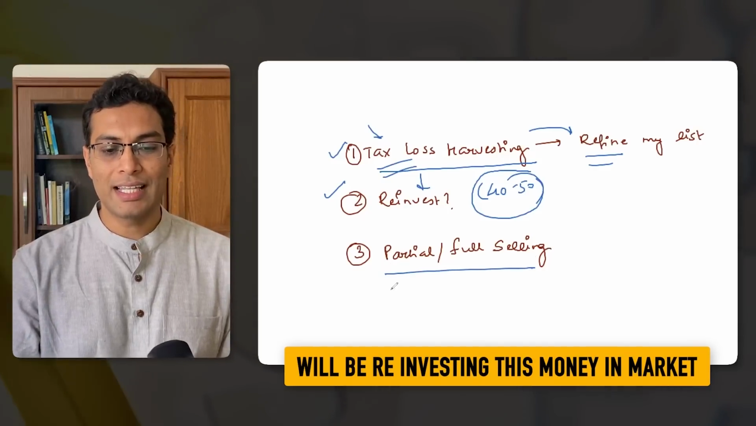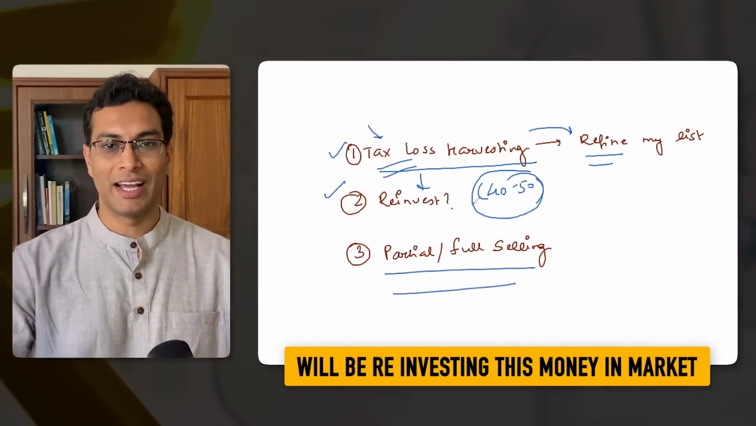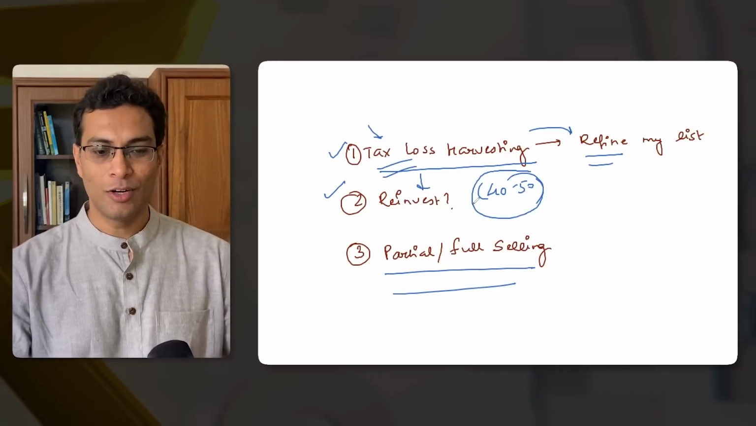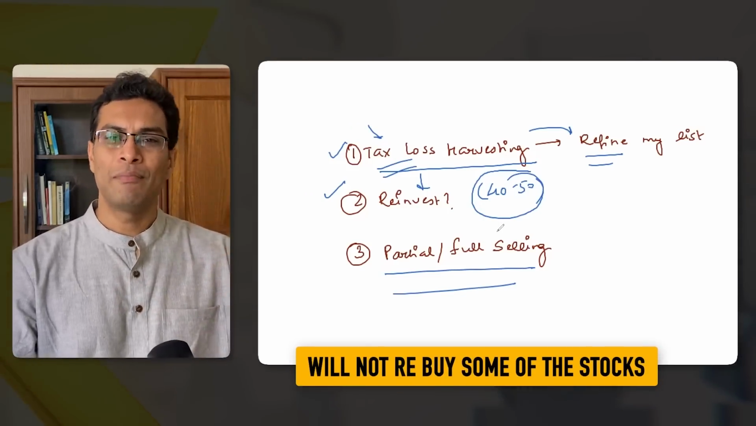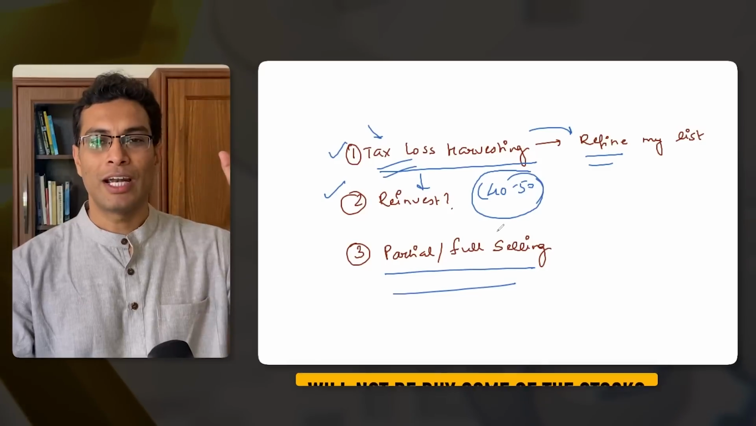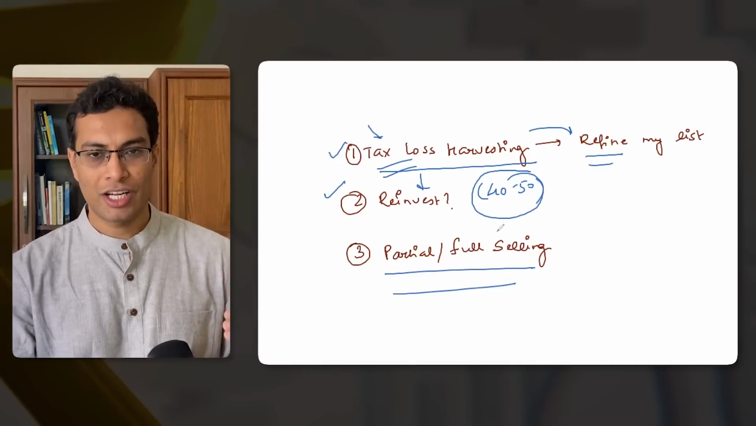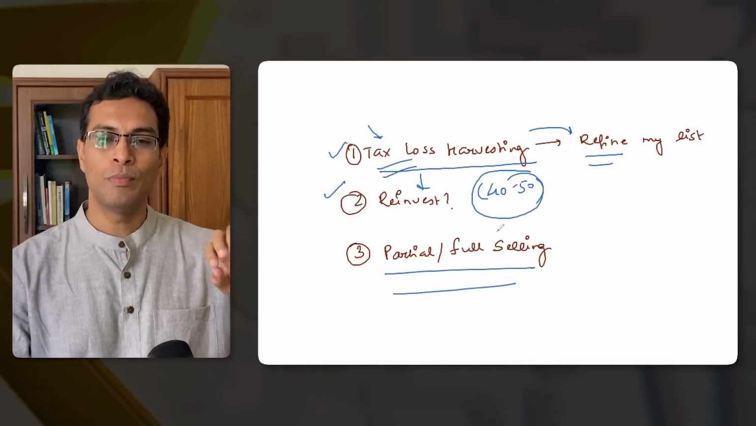And the final point is that there are stocks that I will not be rebuying. So this is the list. Again, please take a look. Some of these stocks I am not going to rebuy at all. Some of the stocks I might consider buying subsequently. So let me very quickly help you understand the rationale as to why I have decided to partially or fully sell these stocks.